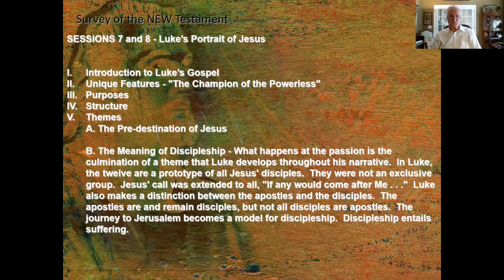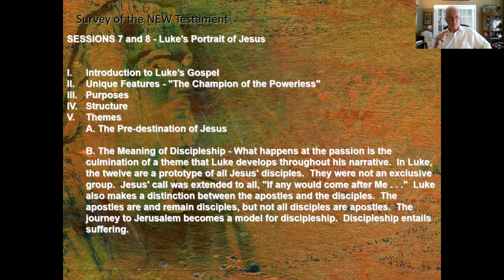Luke expounds upon that more than the other gospels. What happens at the passion, that is in the suffering and death of Jesus, is really the culmination of a theme that Luke developed early on and throughout his narrative. In Luke, the 12 disciples are just a prototype of all of Jesus's disciples. They were not an exclusive group. Jesus's call was extended to all. If anyone would come after me, let him deny himself, take up his cross and follow me.